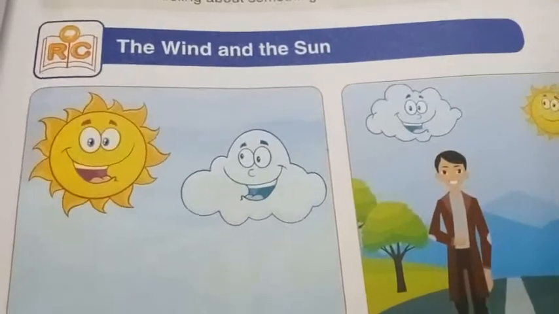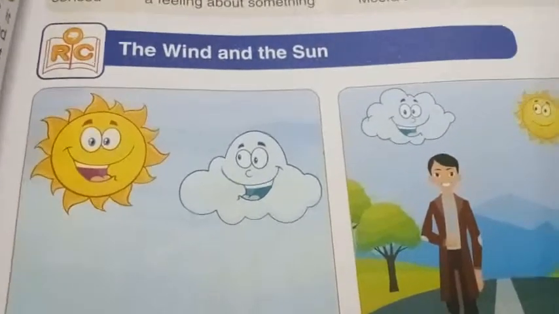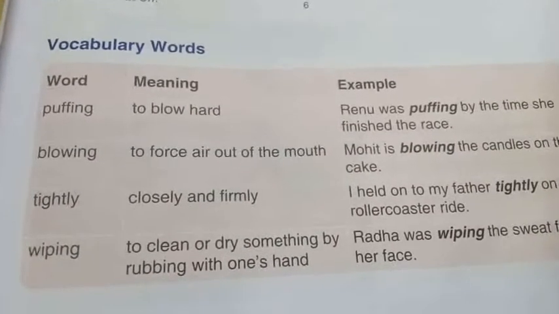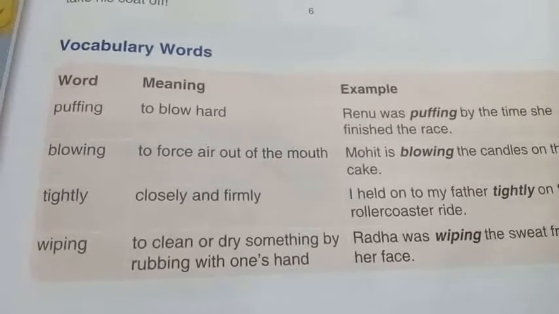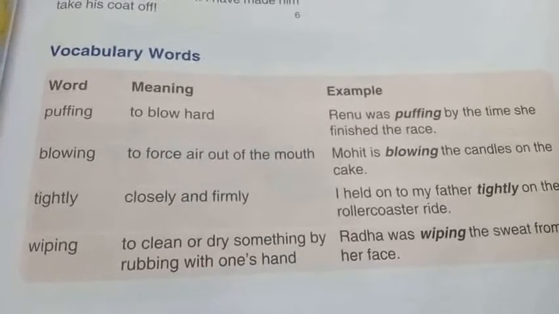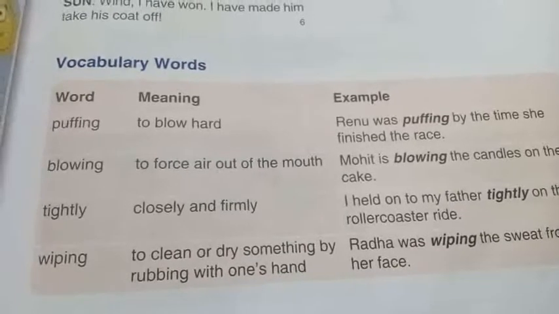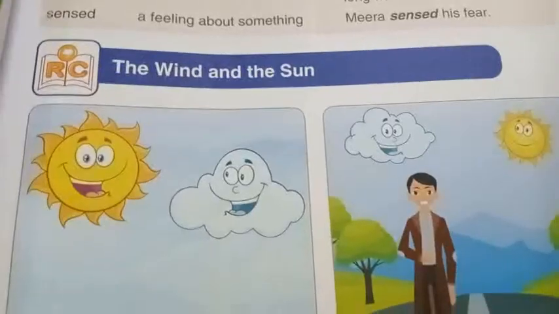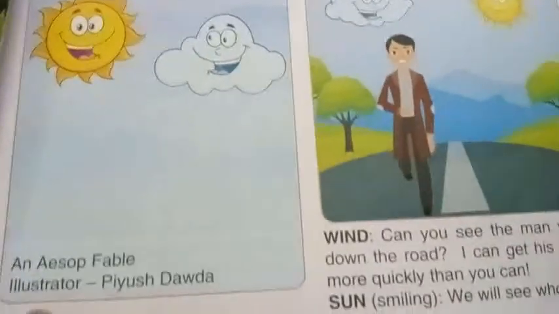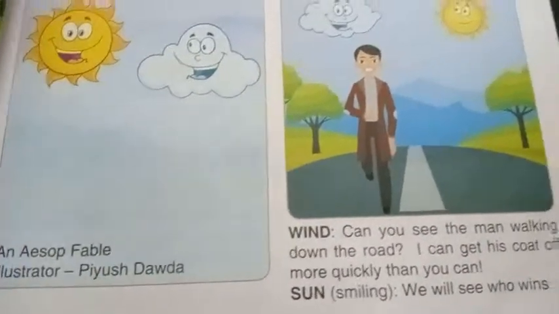Somebody does not have a book, that's why I will read first from this SR story. Here there are some vocabulary words that are difficult, right? While you are reading, circle this word, and you have to find out the meaning of that word. Okay, are you ready? Yes. The Vine and the Sun, an Aesop fable. Illustrator Busdava.